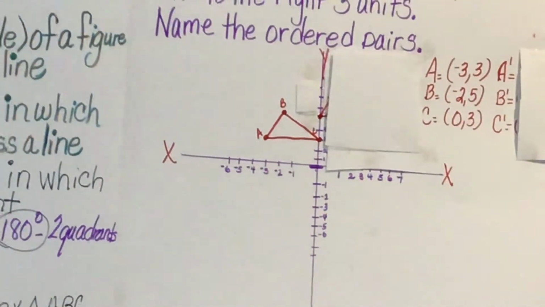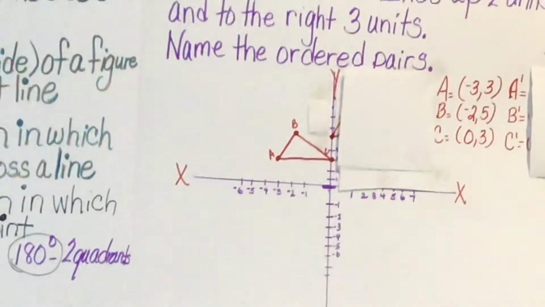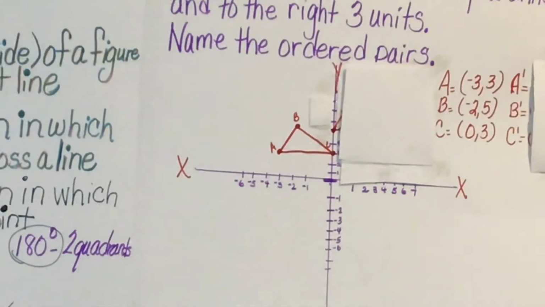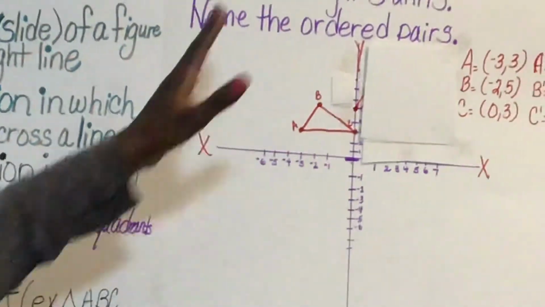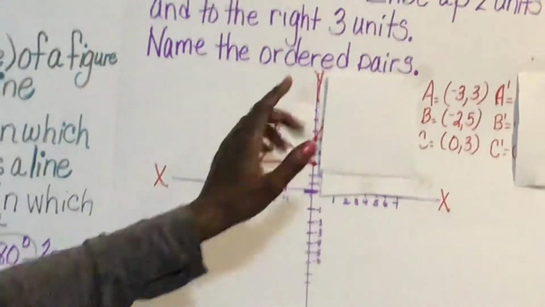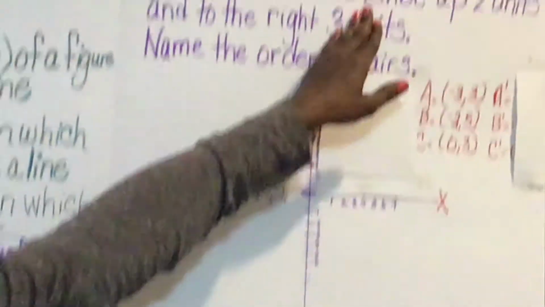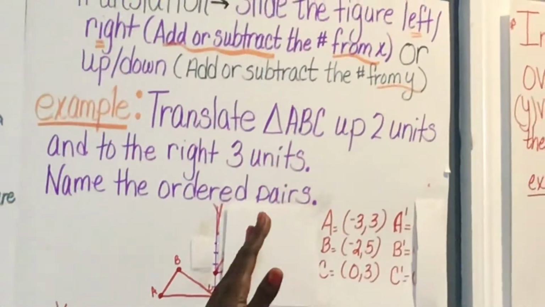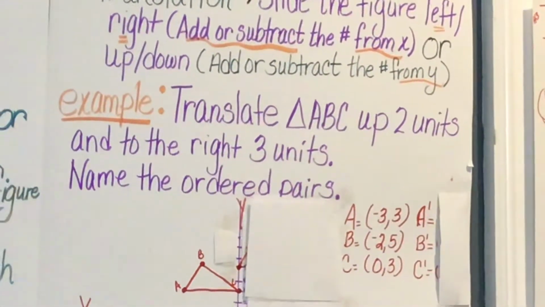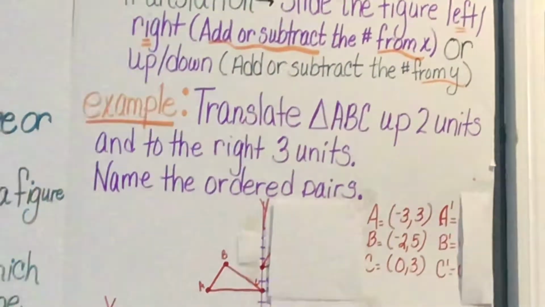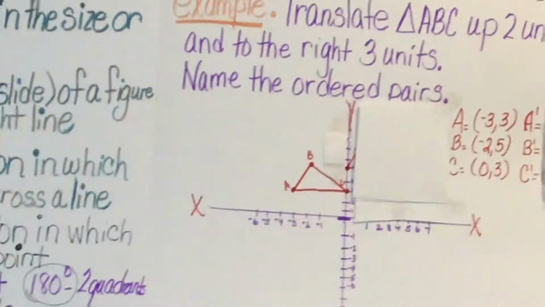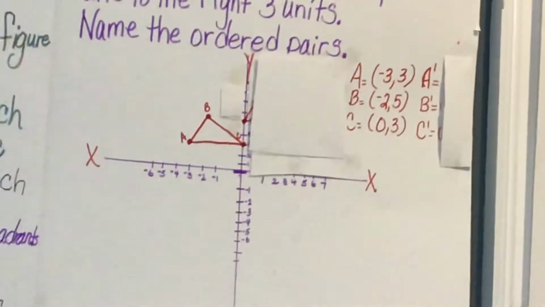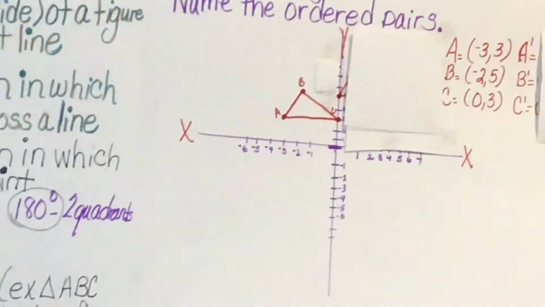Now what I'm going to do, I'm going to call on a former student of mine. He is going to come forward and he is going to do a translation for you. He is going to follow this example of this rule, and it says to translate this particular triangle, we want to move up 2 units and to the right 3 units. And then the ordered pairs are already there. And then he's going to rename them using a prime image. Here we go.